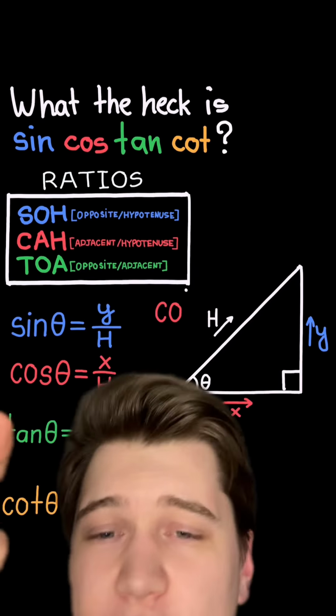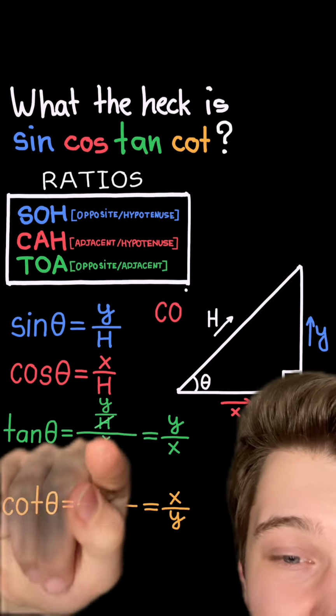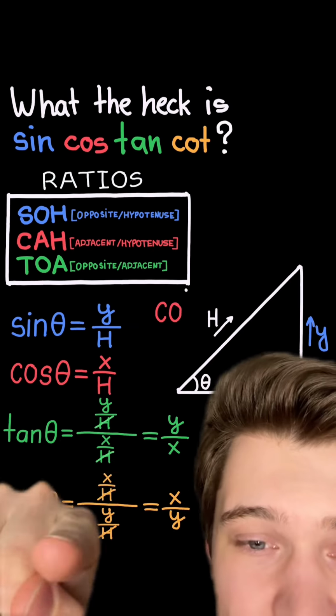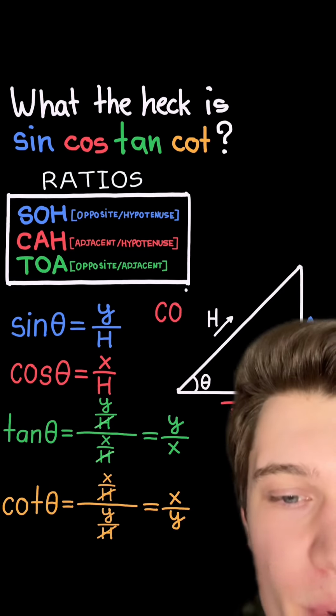to be x over h, and tangent is going to be y over x. That's how it looks. It's going to be y over h over x over h. You just cancel out those h's and you have y over x. Cotangent is pretty much the same thing, but it's going to be opposite. It's going to be x over y.